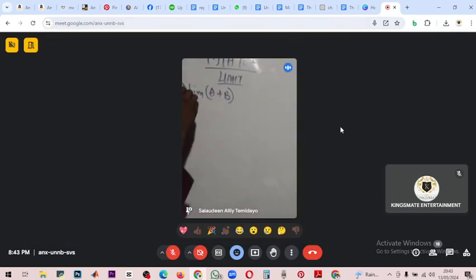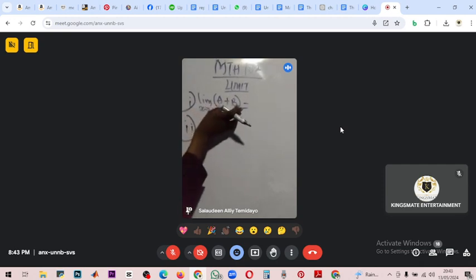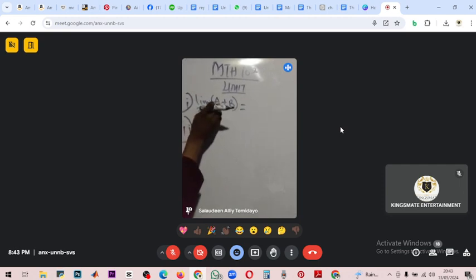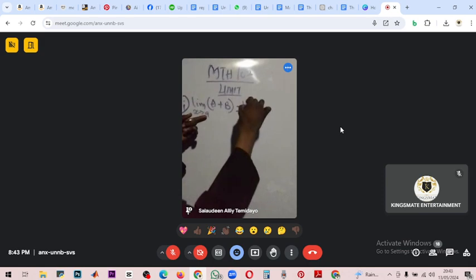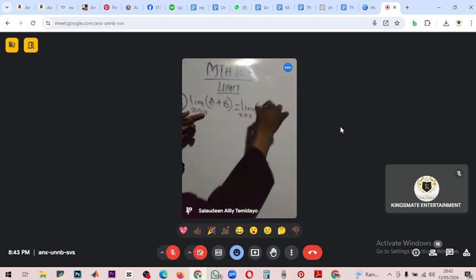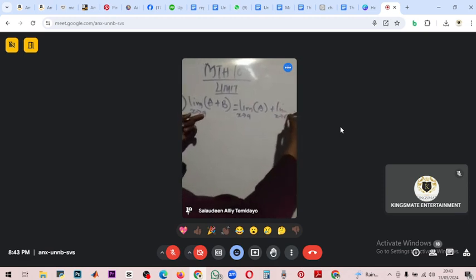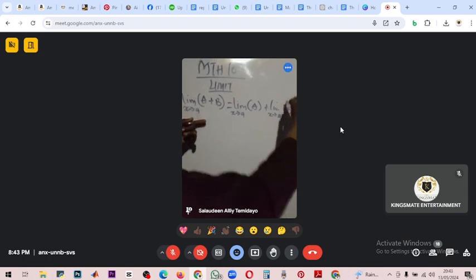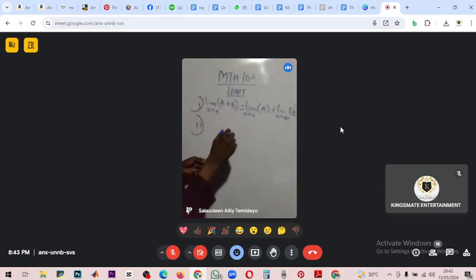Addition of two different functions, they are limited to a particular constant or number or level. So if I have limit of a plus b as x approaches small letter a, the limit of the two functions a plus b, I can as well write it as limit x to a of a plus limit x to a for function b. That is the meaning. So that means it is distributive.